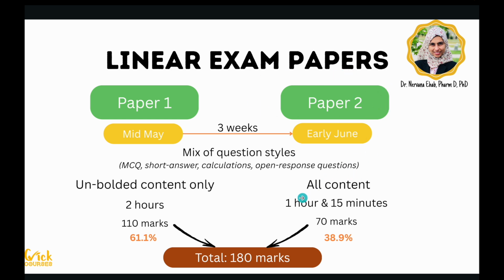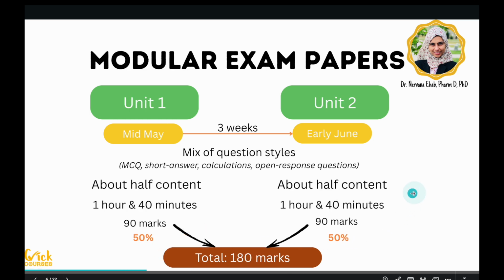Paper 2 will examine you on all the content, everything. So not just things that were not included in paper 1, but actually all the content. And that's why I recommend modular, because in modular they separate the content between unit 1 and unit 2. So if at all possible, pick the modular. Paper 2 is a little shorter. It's only 1 hour and 15 minutes, and it's 70 marks with a percentage of 38.9%. When you take the total of the two papers, 110 and 70, it's going to be 180 marks total. In regards to the modular, very similar, mid-May and early June, and there's 3 weeks in between.